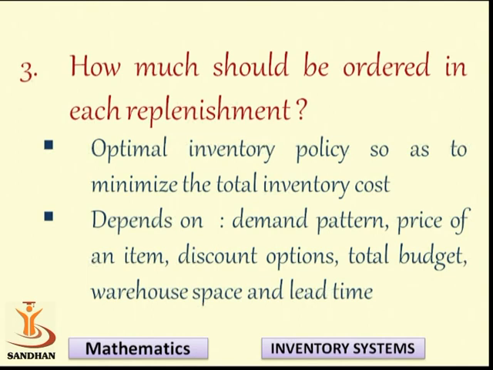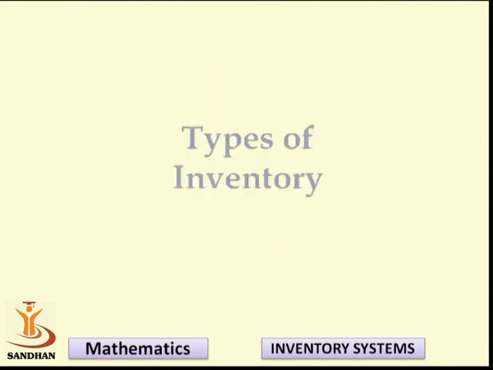Total budget. What budget is available to us at our disposal in order to purchase the items. The warehouse space, the availability of space in the warehouse where these items could be stored in the proper environment. And of course, lastly, the lead time. That is the time lag between placing an order and receiving the delivery at our end. Considering these factors, we would have to decide on an optimal policy in order to order our replenishments.